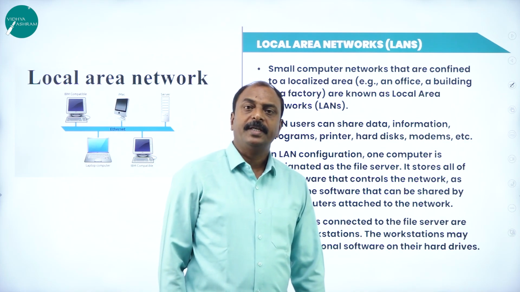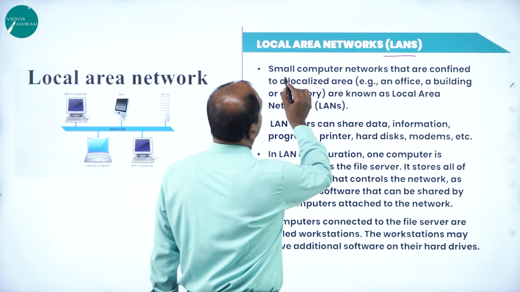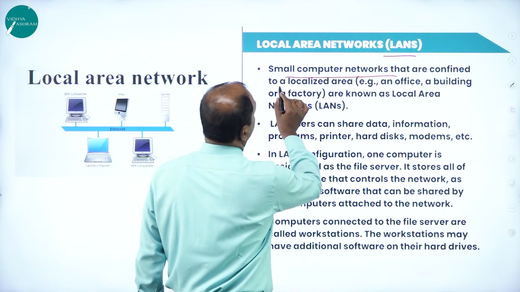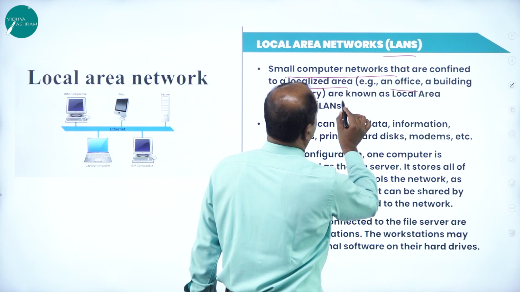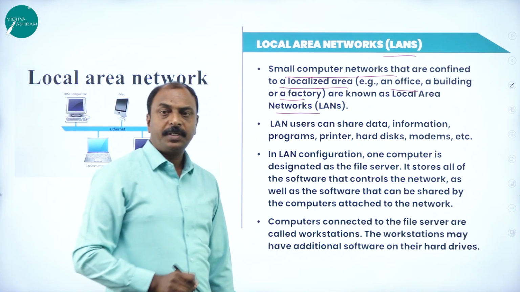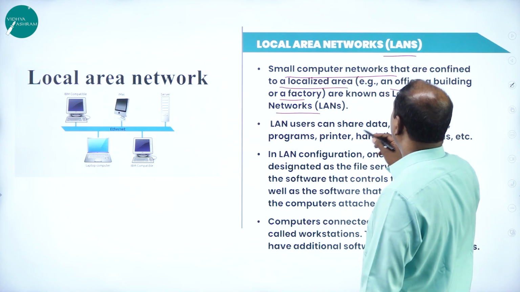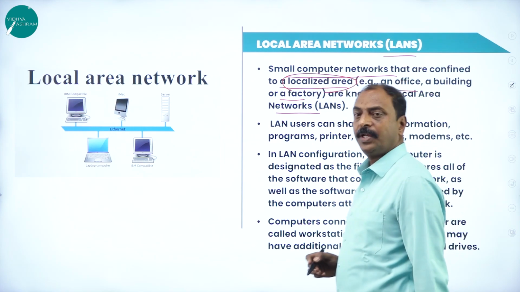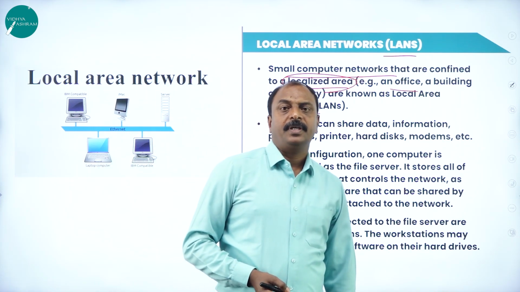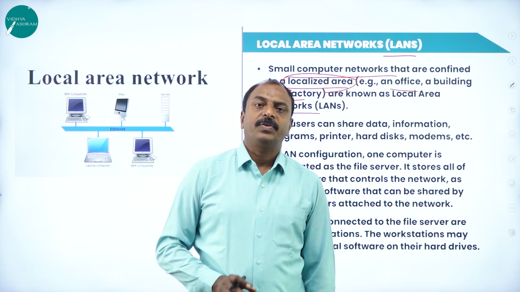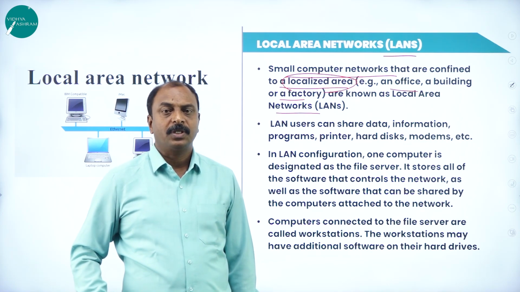Now let us see what is a LAN or local area network. These are small computer networks that are confined to a localized area, for example, an office, a building or a factory. A local area network is a type of network restricted to a confined area. A very good example is a small office, a small factory, or a computer lab where we can have around 15 to 20 computers, and the distance between two computers is very minimal.